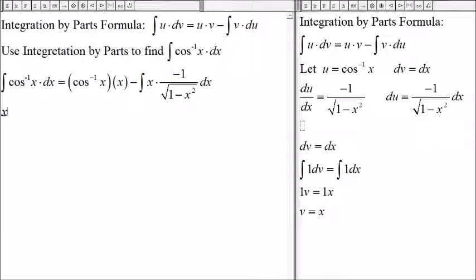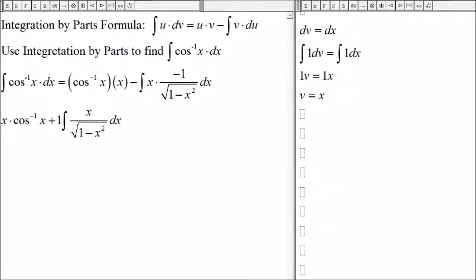So now we get x times cosine inverse of x, and then minus, we have a -1 here, so we have negative, so that makes it plus the integral of 1, and then inside we have x over the square root of 1 minus x squared. And then we need to find this integral.